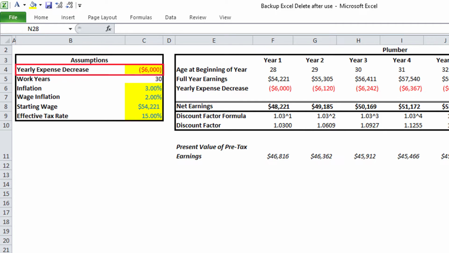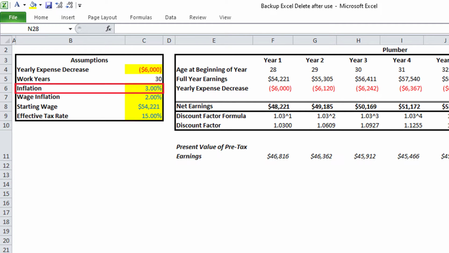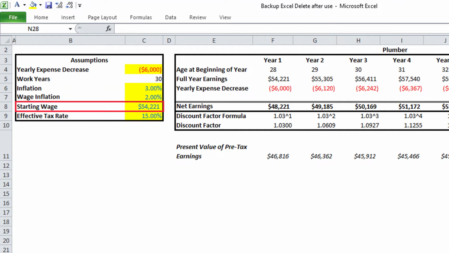The first assumption is an expense decrease of $6,000. And the idea here is that if you're not there anymore, the expenses for your food, your portion of utilities, your vehicle costs, etc. will also go away, and as such, we don't need to replace that amount. The next assumption is how much longer you have to work, and we assume that's 30 years. Next, we assume general inflation will be 3% per year, and wage inflation will be 2% per year. The current wage is $54,221, and the effective tax rate is 15%.